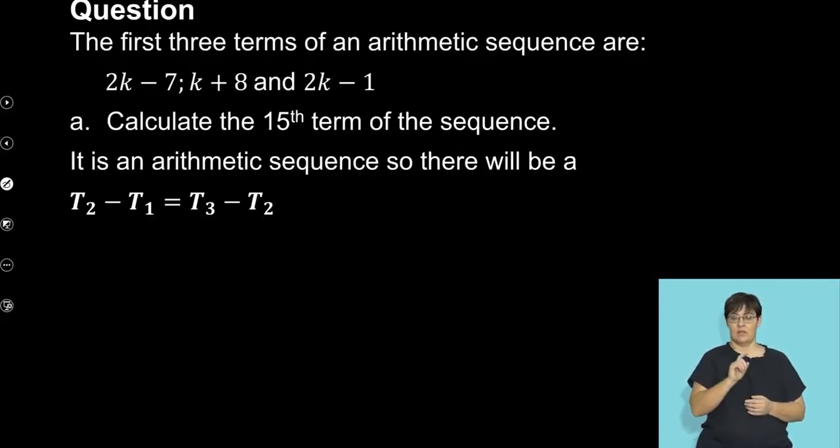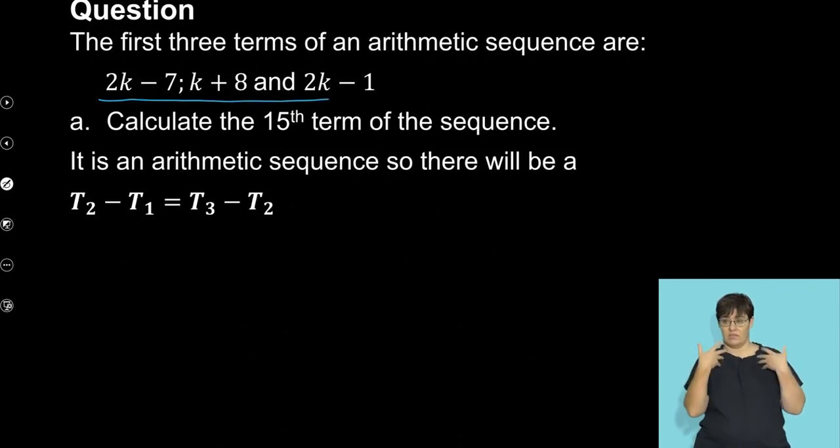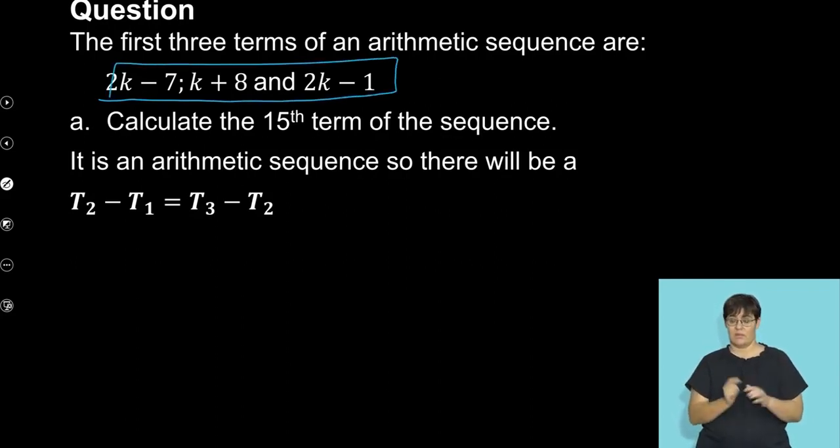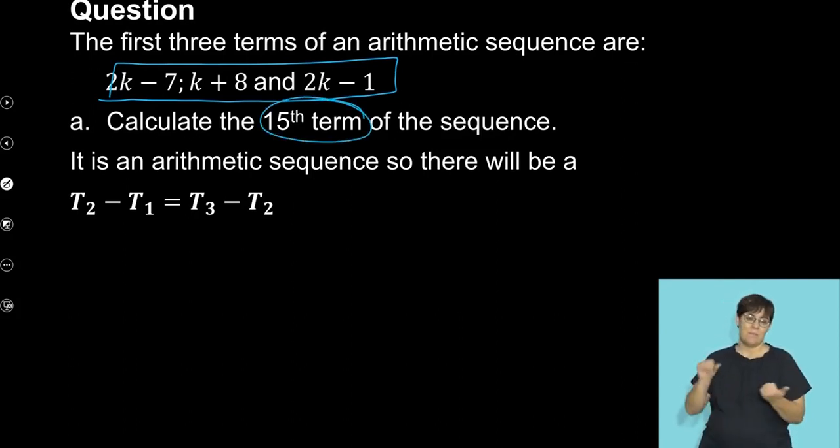So the first three terms we know are given over here, but they are all in terms of k. So I actually don't know what the true values of A and D are. But in order to get to that point, I'm first going to solve for the value of k, because knowing what k is will allow me to determine the 15th term, because substituting k back into the first three terms will give me my A value as well as my D value.